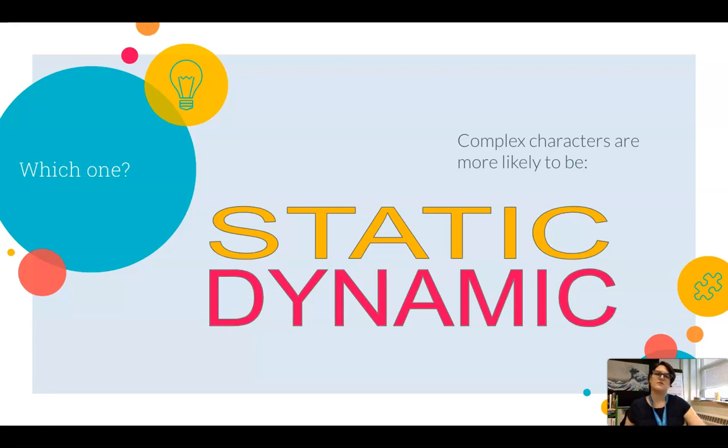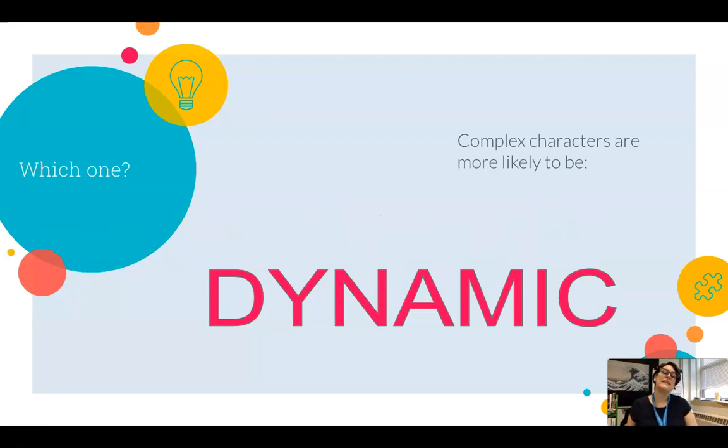All right, so complex characters now, are they more likely to be static or dynamic? Remember, with complex characters, we see more of them, more understanding. They are more likely to be dynamic. Because we see more of these characters, we get to know them better, we are more likely to notice a dynamic change. However, again, not always the case. For example, Marlin and Dory are both complex characters. Marlin is dynamic, Dory is static. So it's not 100% true, it's just more likely to be true.